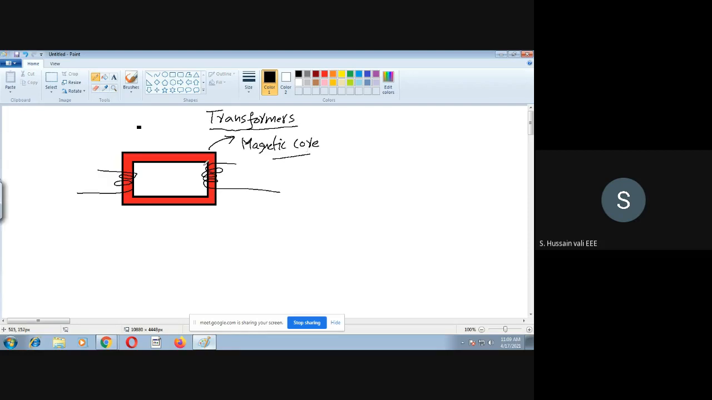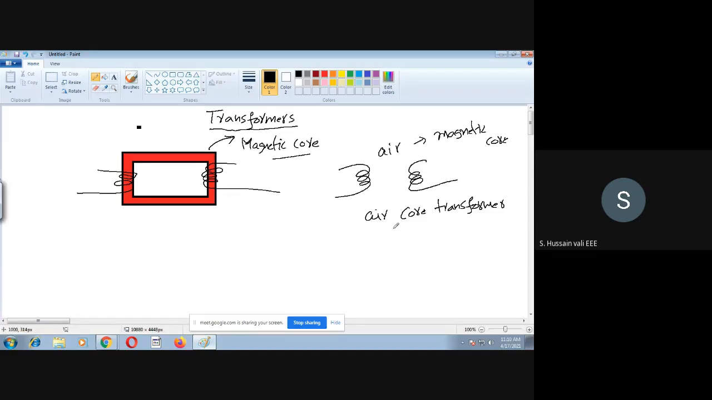Say for example, if you don't have the magnetic core at all, then it looks like this. This is the primary winding, this is the secondary winding. In between these two windings, air is present. So here air acts as the magnetic core, and these kinds of transformers we call air core transformers.